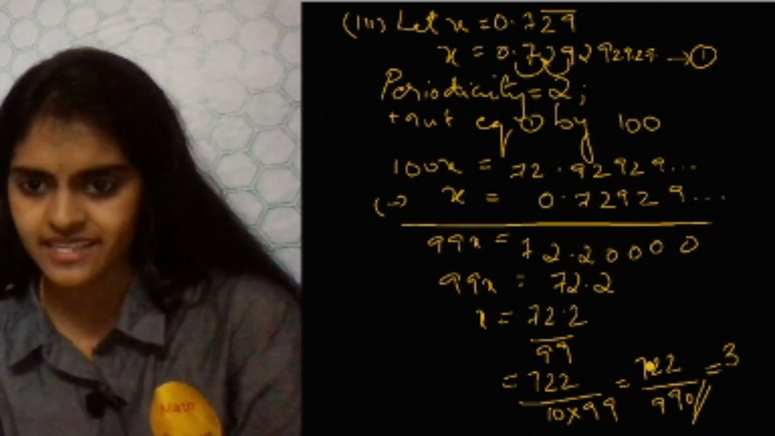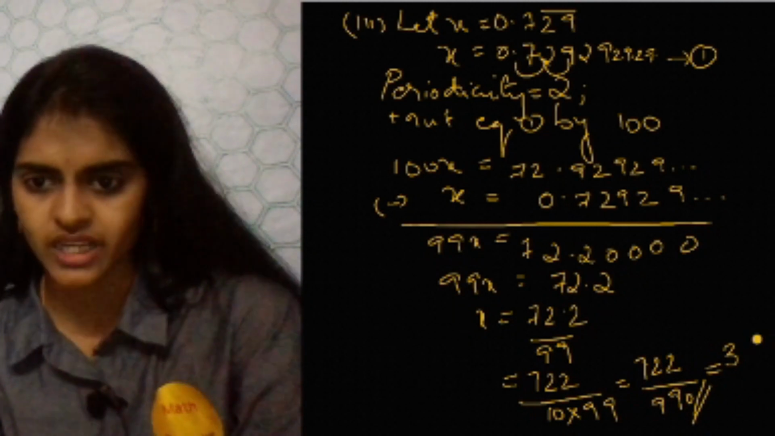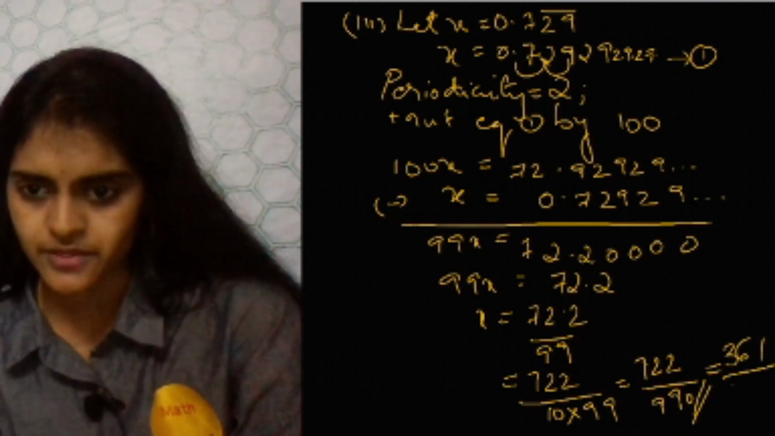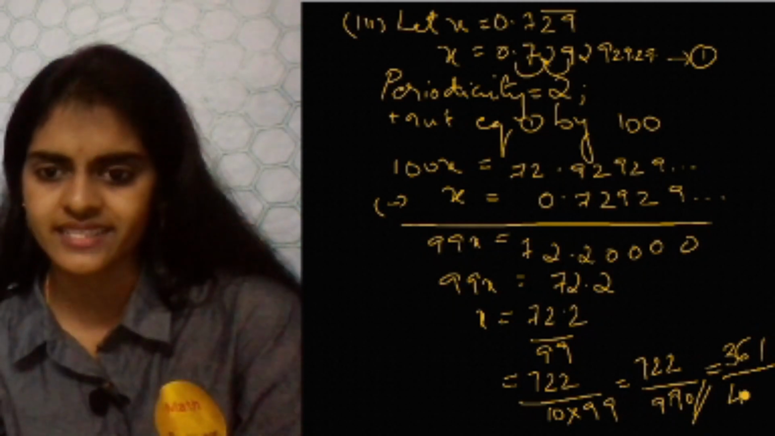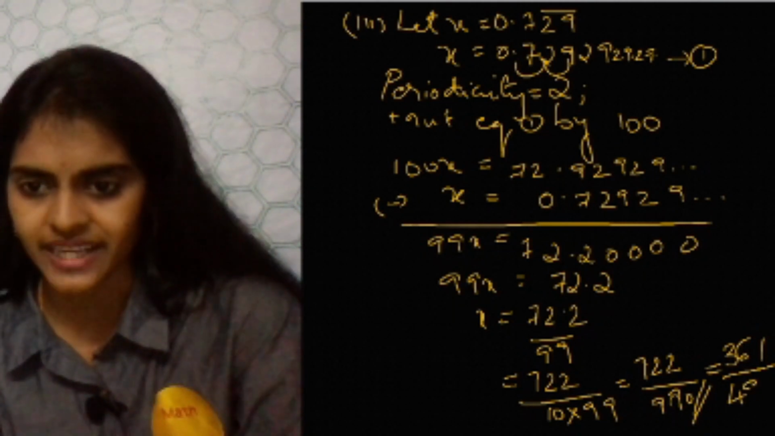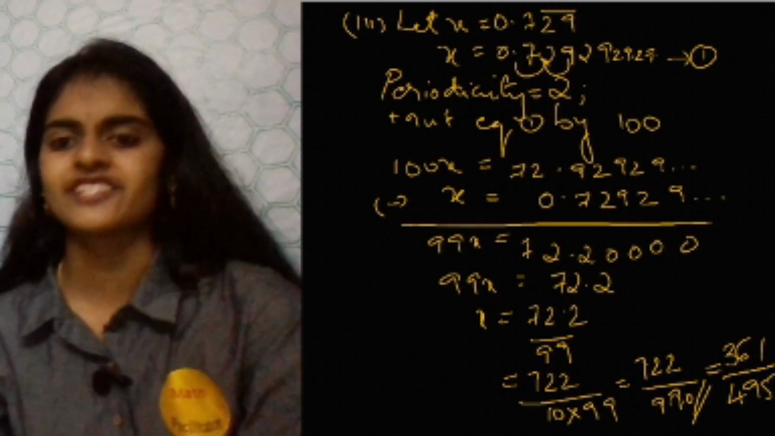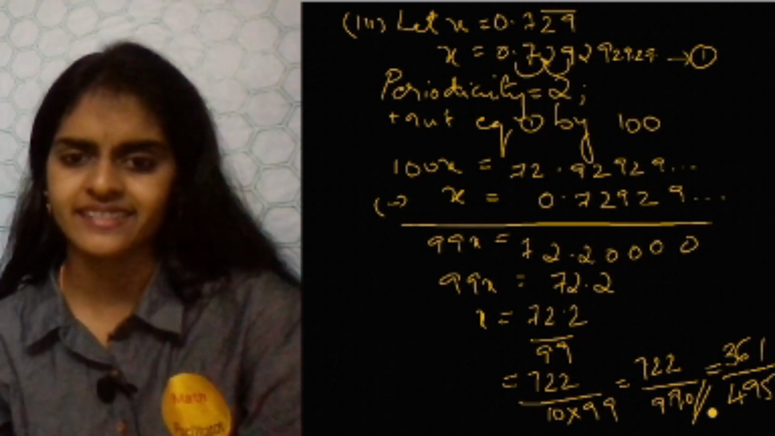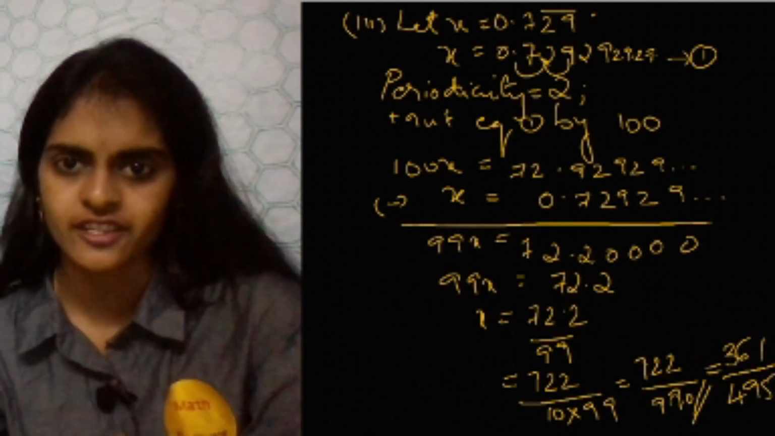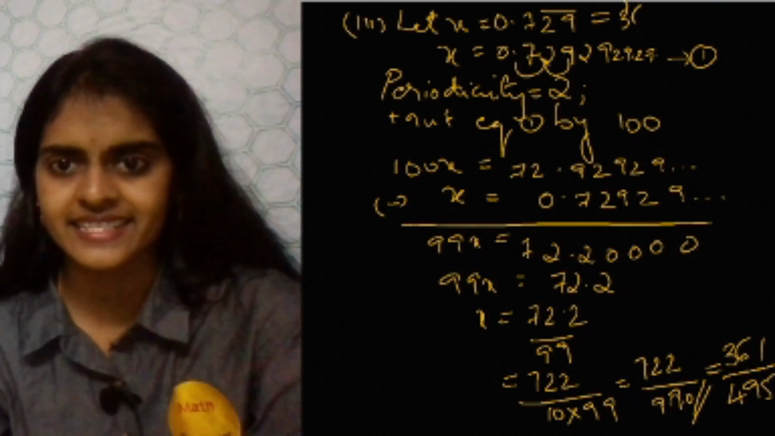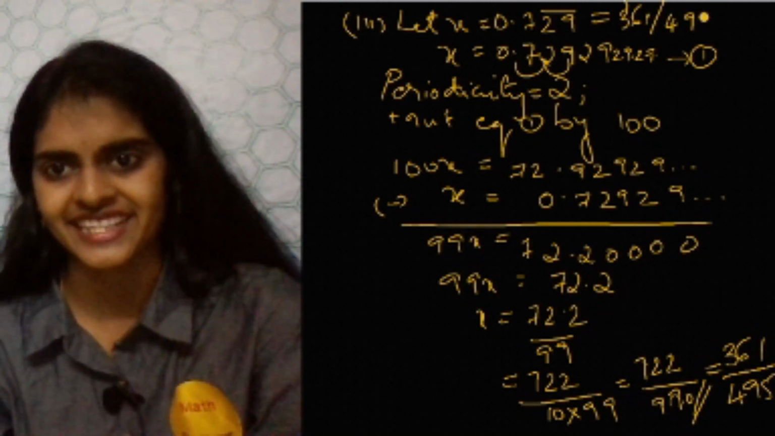2 threes are 6. So 1 is a remainder. This becomes 12. 2 sixes are 12. 2 ones are 2. So this becomes 2 fours are 8. 1 is a remainder. This is 19 now. So 2 nines are 18. Again 1 is a remainder. 2 fives are 10. So 361 by 495. This is nothing but x. So 0.729 bar you can write as 361 by 495.